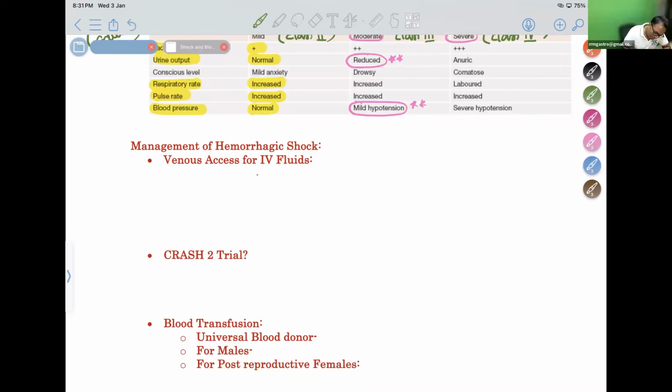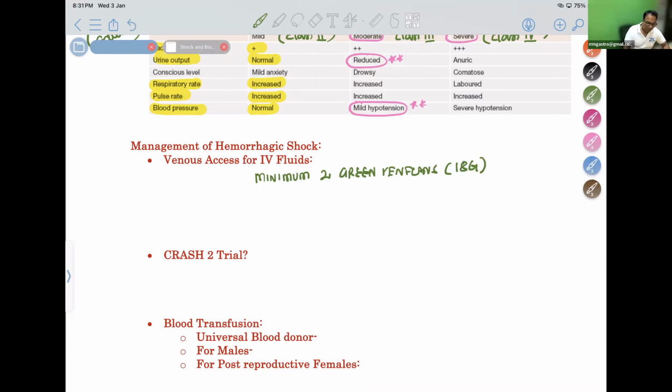Minimum 2 green Venflons should be inserted. We have to put minimum 2 green Venflons. Can you tell me the size of a green Venflon? Yes, it is 18 gauge. So we have to put minimum 2 green Venflons.